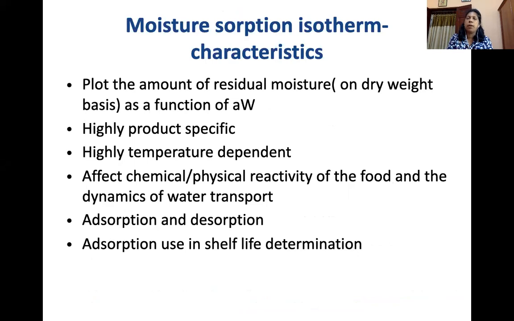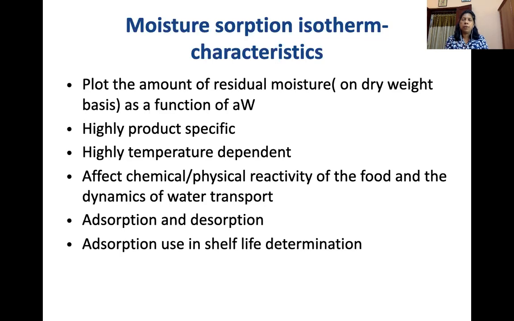So you can draw only one adsorption or desorption curve at a specific temperature. It is highly temperature dependent, affecting the chemical and physical reactivity of the food and the dynamics of water transport. There are two curves you can draw, adsorption and desorption, and adsorption is used in shelf life determination. Therefore, especially when we consider the moisture sorption isotherm, the adsorption isotherm is very helpful compared to the desorption isotherm.